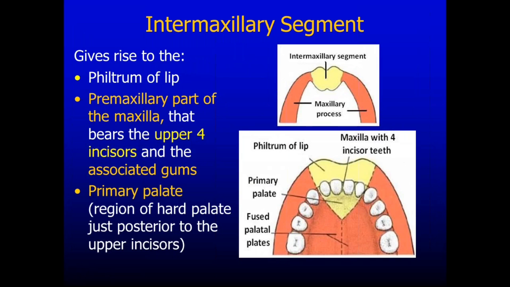Now, the intermaxillary segment gave rise to the philtrum of the lip, the premaxillary part of the maxilla, that is the anterior-most part of the maxilla. Then next to that is your primitive plate, that is your hard palate, anterior two-thirds of the hard palate.